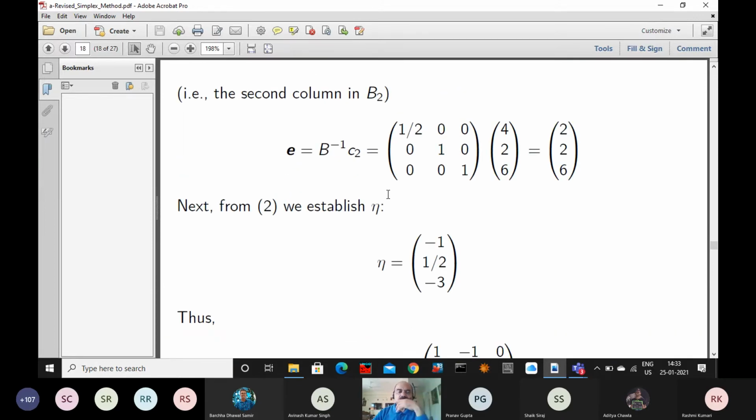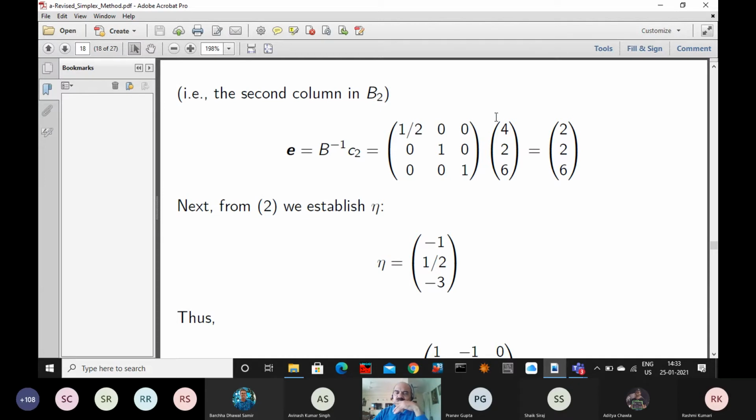So we are multiplying. That is our E1. E1 inverse equal to this: half 0 0, 0 1 0, 0 0 2. That is our E1 inverse. We are saying B1 inverse into C2. B1 inverse equal to E1. So E1 equal to this, which is the inverse. So we can write here, this multiply with 4 2 6. If you multiply, again it is coming as 2 2 6, not 4 2 6.